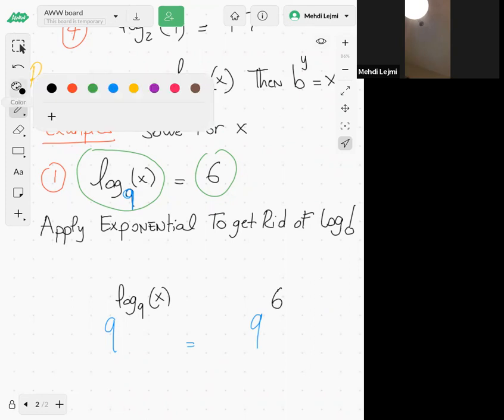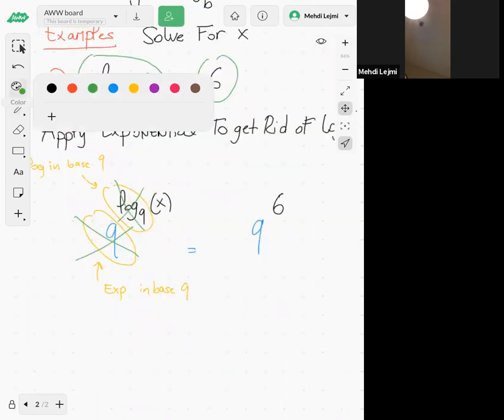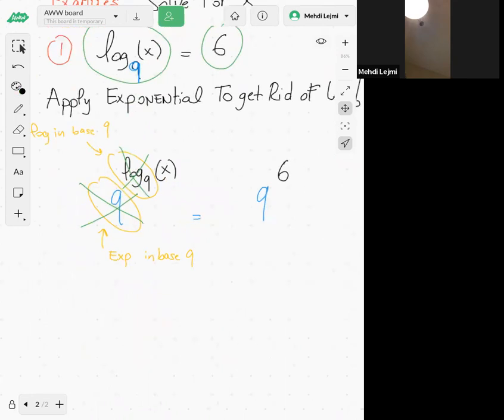All right, so now the thing, guys, is that as I said, this is a log and this is exponential in the same base. This is exponential in base 9, and this is a log in base 9. So then the exponential and the log, they cancel out. So then now it's just x on the left side. So then x is equal to 9 to the power 6.